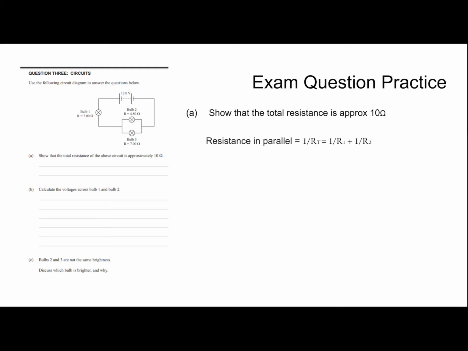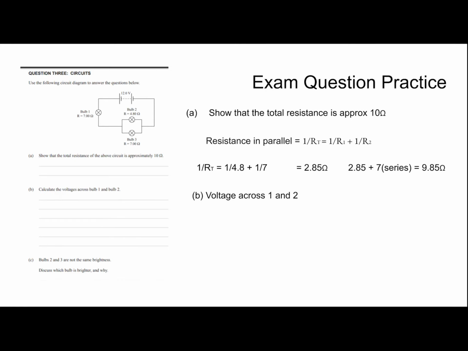Resistance in parallel is 1 over RT equals 1 over R1 plus 1 over R2, and so on. So 1 over RT equals 1 over 4.8 plus 1 over 7, okay? And your RT should come out to be 2.85 ohms. Now you can add that to the resistance of the bulb in series. So your total resistance will be 2.85 plus 7, which is 9.85 ohms, which is approximately 10 ohms.